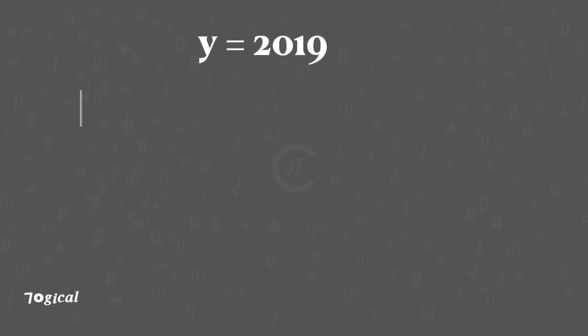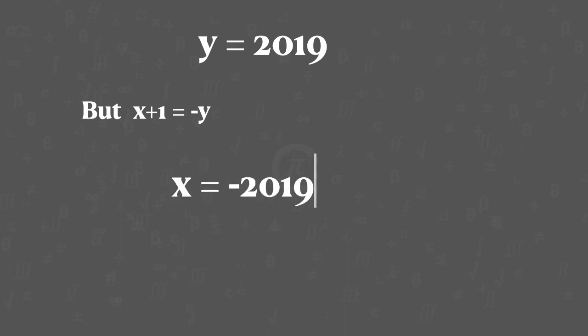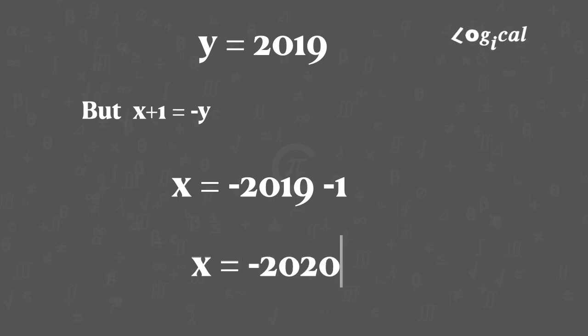As we have already considered, x + 1 equals negative y, so x + 1 equals minus 2019, x equals minus 2019 minus 1, which becomes minus 2020. x equals minus 2020 is the right answer.